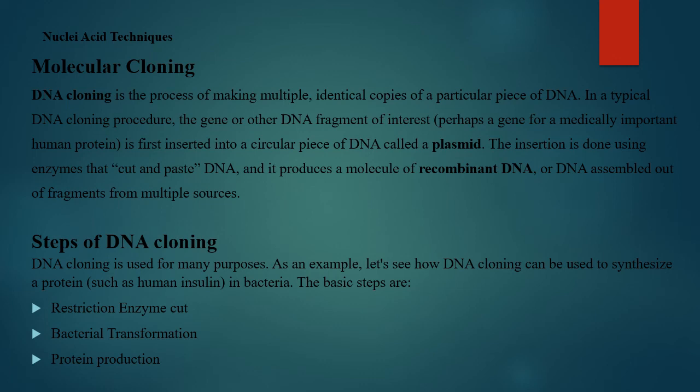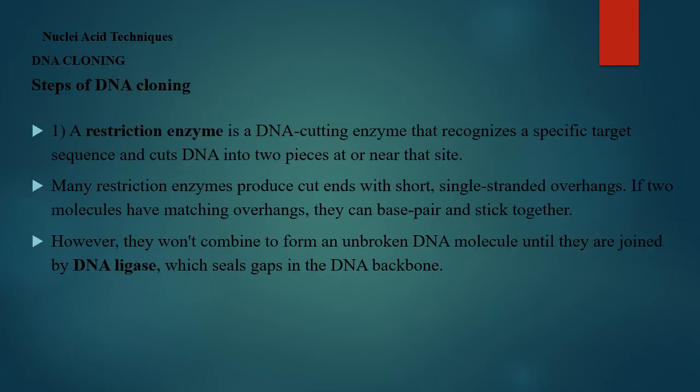So let's look at the steps that are relevant in DNA cloning. DNA cloning is used for many purposes, and we've mentioned one above. As an example, we see how DNA cloning can be used to synthesize human insulin in bacteria. So these are the steps: the restriction enzyme cuts, the bacterial transformation, and then the protein production. So we come to DNA cloning. Now the steps in this.